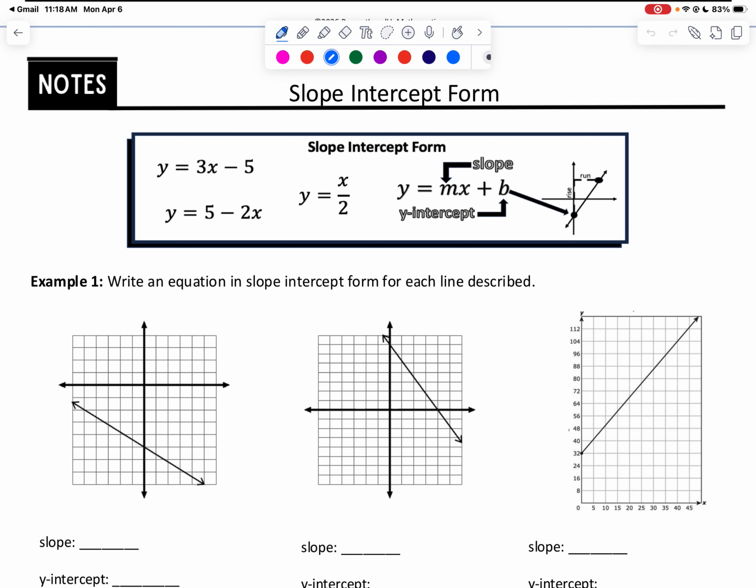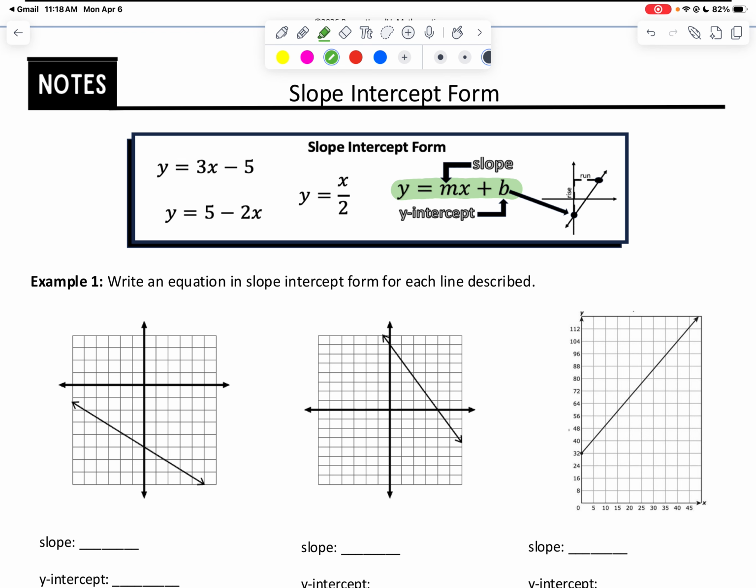In today's lesson, we will be exploring slope-intercept form and how we can use slope-intercept form to write equations for lines. Now, in previous grades, you learned that slope-intercept form is given by the formula y equals m times x plus b, where m is your slope of the line and b is your y-intercept.